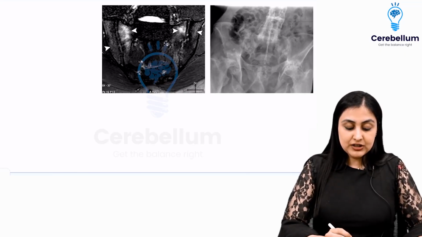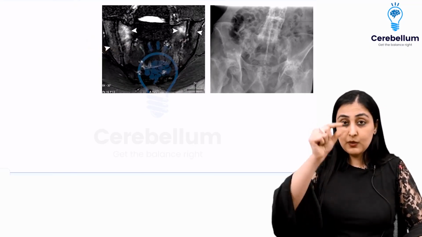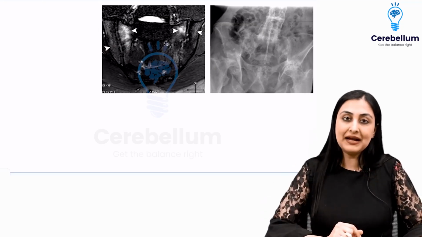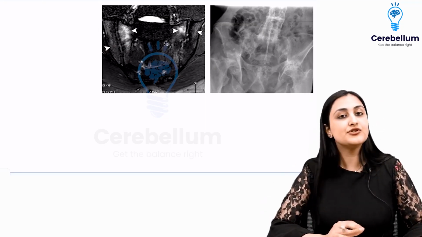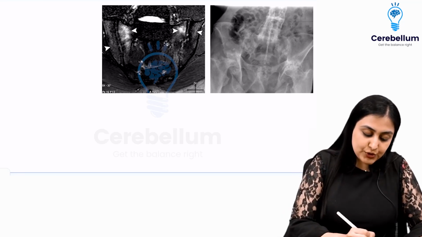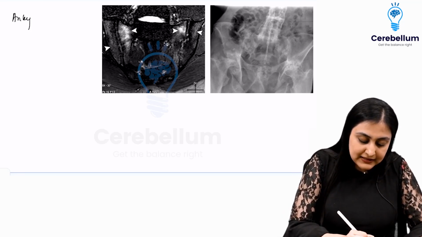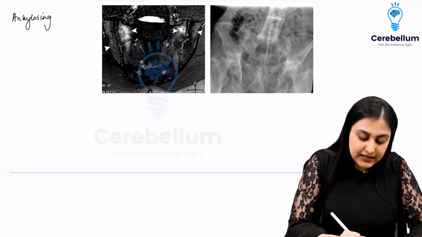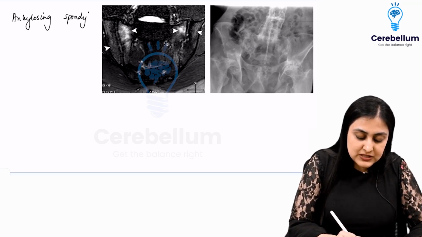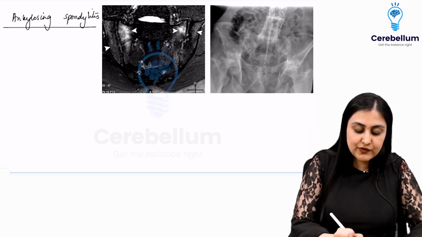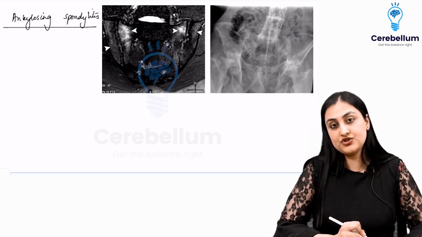So here you are going to have the presence of predominantly axial, that is spine involvement, and also peripheral joints getting involved. And the prototype of this disease is ankylosing spondylitis. Very, very important. In fact, this is the most frequently asked question from the whole topic of MSK radiology.